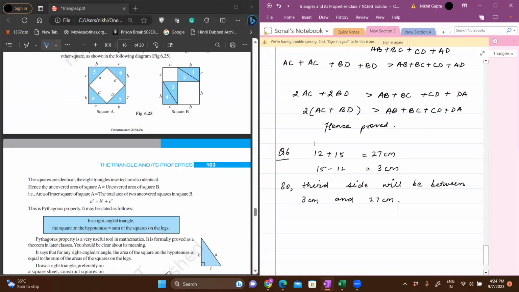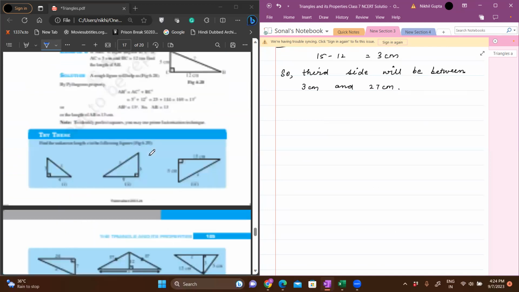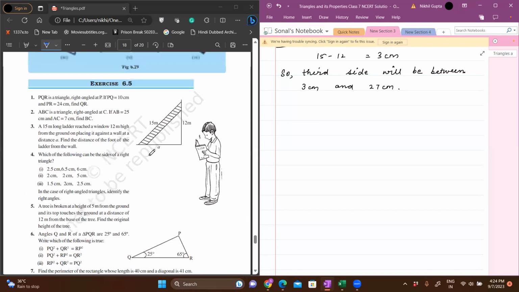Now let's come to the next exercise, which is exercise 6.5, I suppose. That is related to the Pythagoras theorem, which says that the square of the hypotenuse in a right angle triangle is equal to the sum of the squares of the perpendicular and the base.